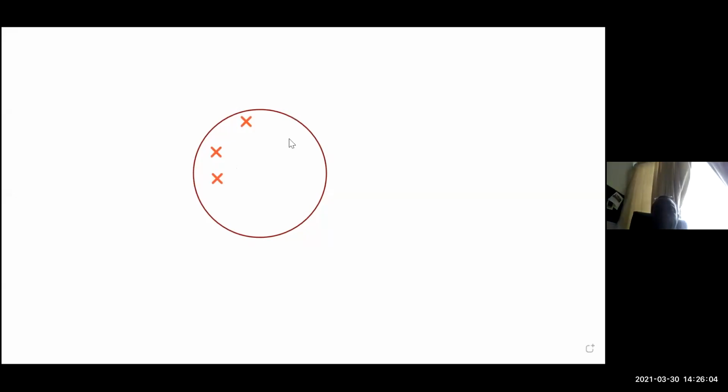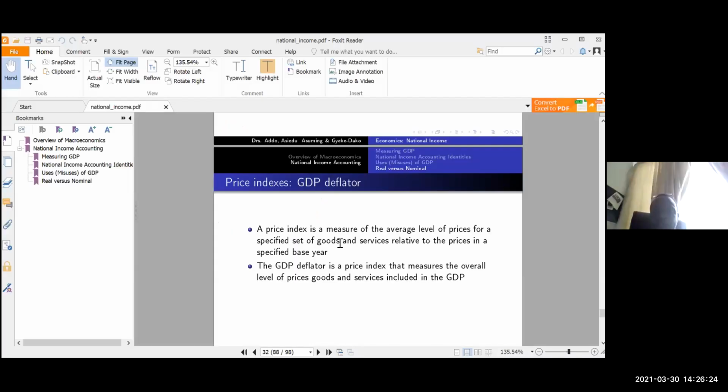Yes, Andrew. So please, it seems your network wasn't stable, so we didn't get the definition. Okay, sorry, it's University of Ghana internet. Okay. Price index is a measure of the average level of prices for a specific set of goods and services in the economy relative to the price in the base year.